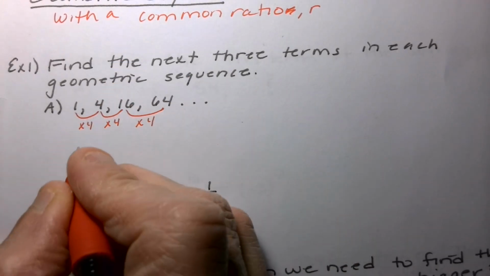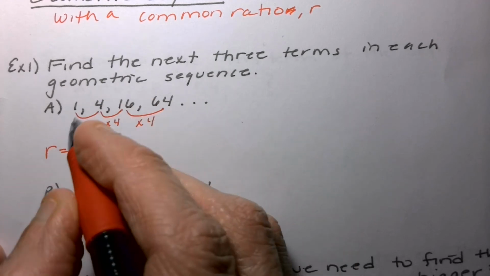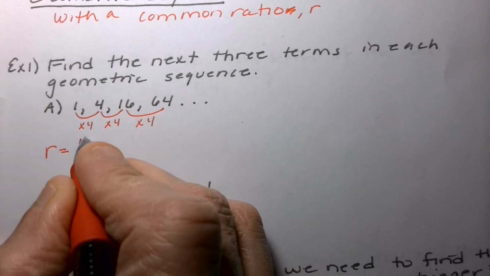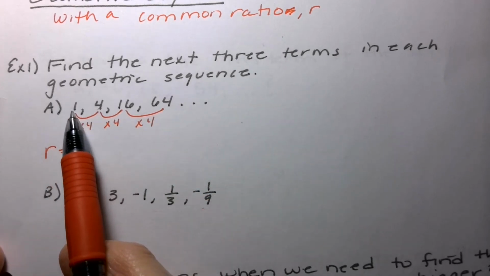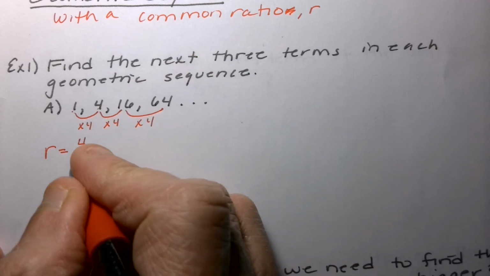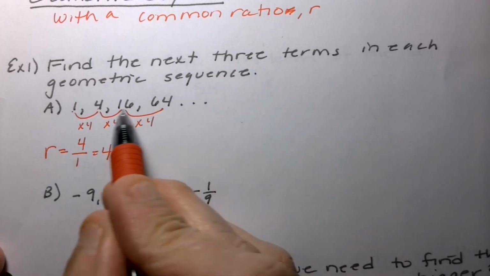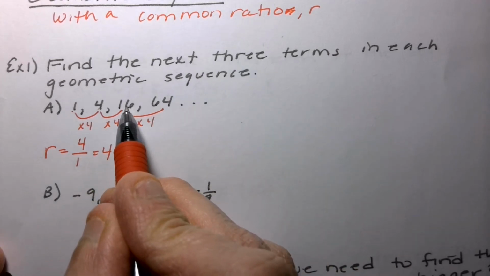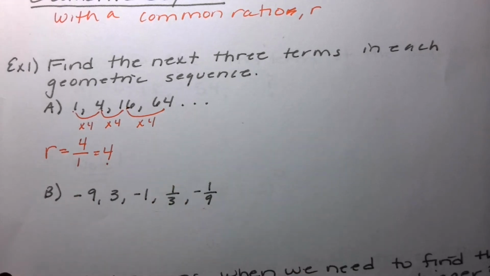What you do is you take any of these numbers to get the R, the ratio, and you divide it. I'll pick this 4. You divide it by the number previous. The one that comes before 4 is 1. So my ratio is actually 4. 4 over 1 is 4. Now that would have worked anyway. I could have picked 16 over 4. It's also 4. So you will get that ratio when you do that.